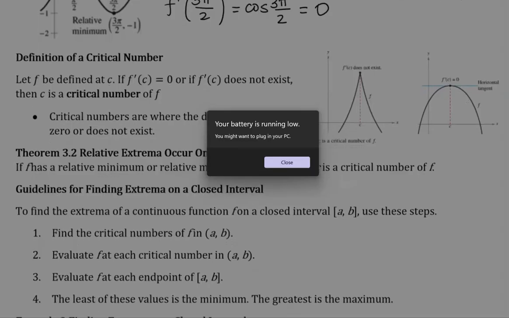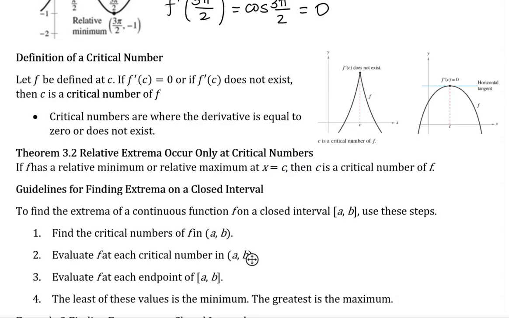A critical number first needs to be an x value that is in the function's domain. So if we have a value that is in the function's domain, we will then take the derivative, and we will look for places where the derivative is either equal to 0 or does not exist. And that will give us critical numbers. So for example here, at this sharp point right here, this derivative would not exist. This graph has a vertical tangent.